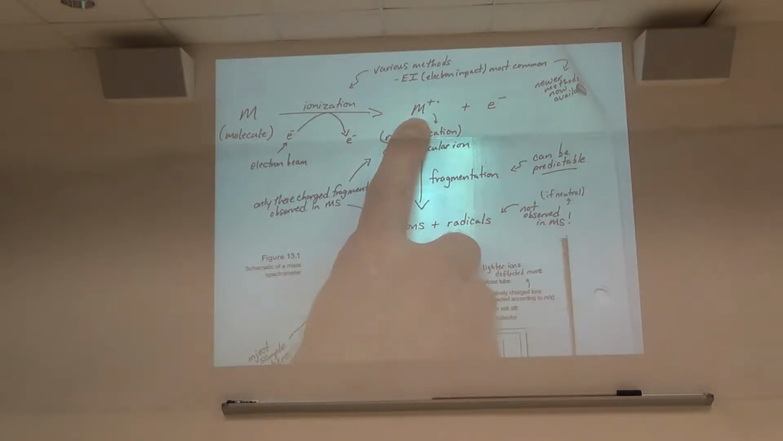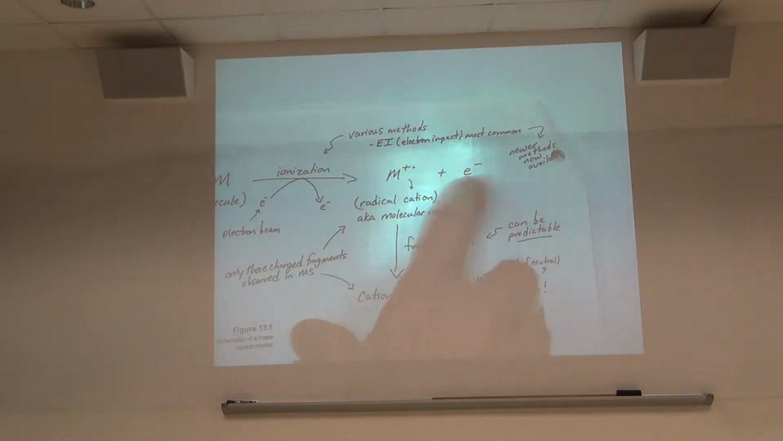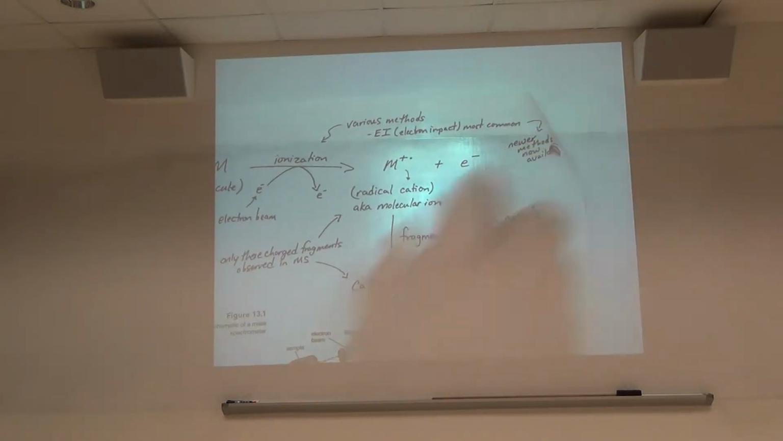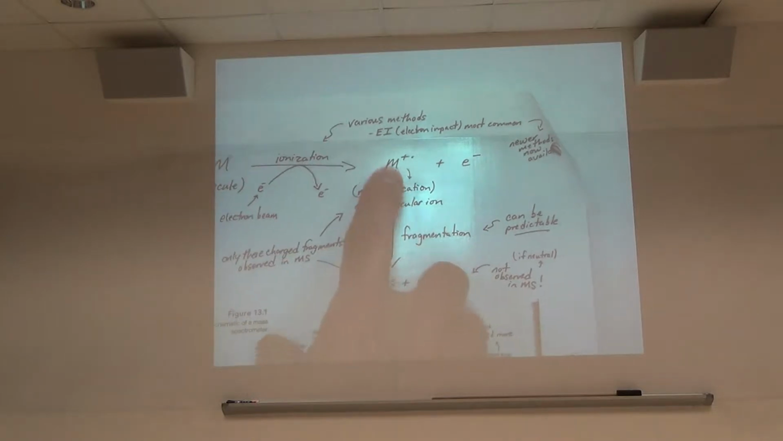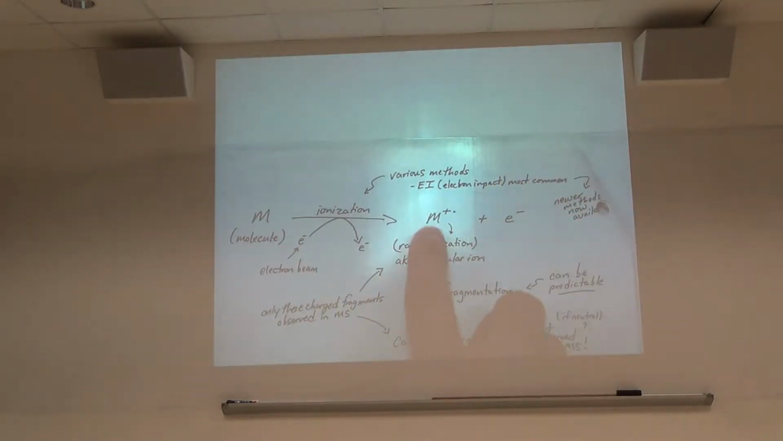X-rays will also cause the molecule to ionize. That's why X-rays can be dangerous. But here we're using electricity. Ionize, the molecule loses an electron, and the electron is shot out. It goes somewhere else. But now that it's lost an electron, what's its charge? Positive. So it's now an ion.